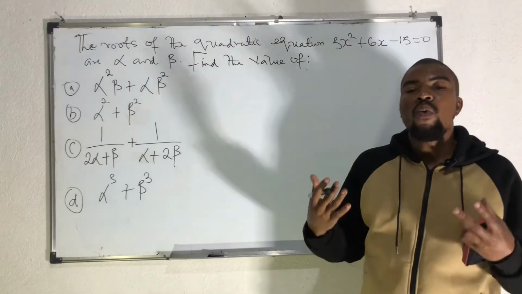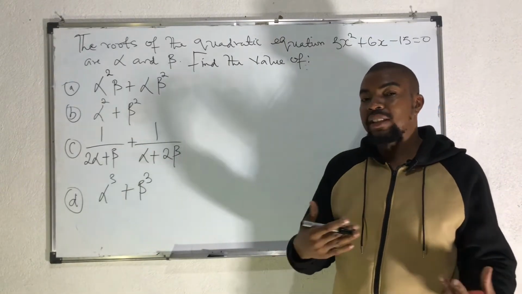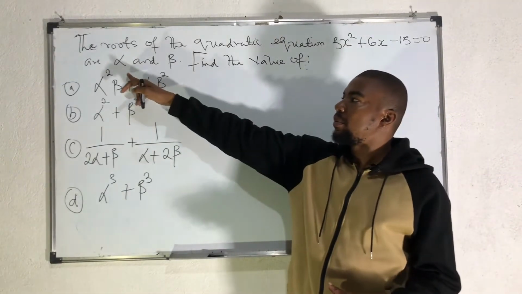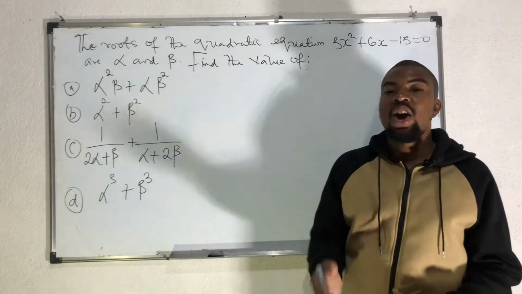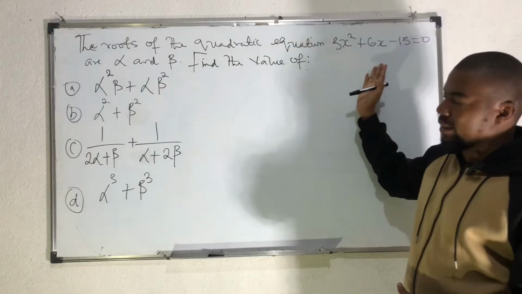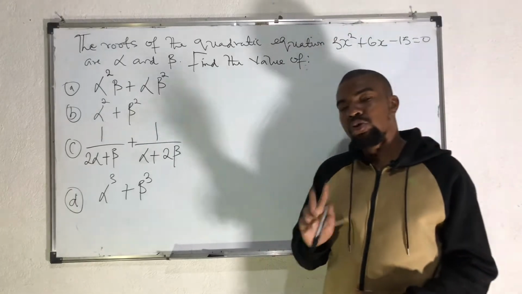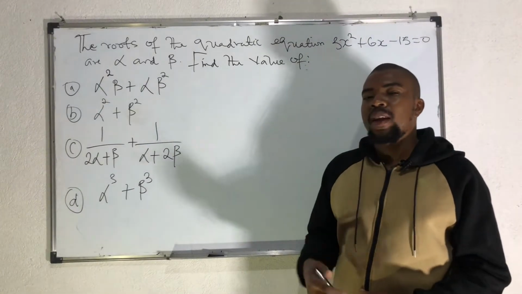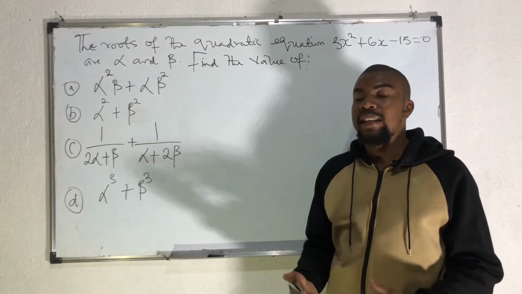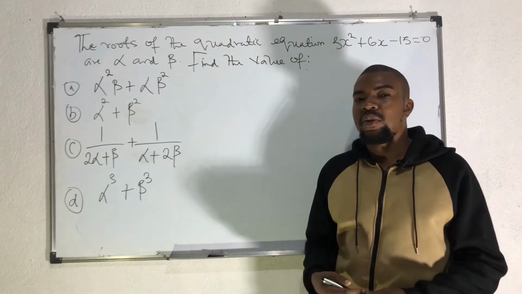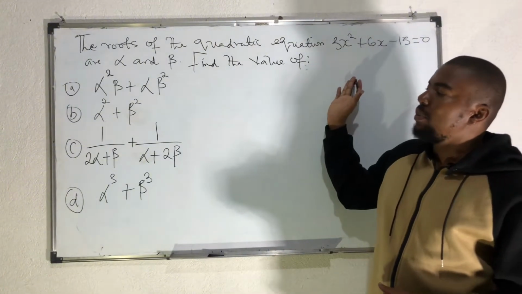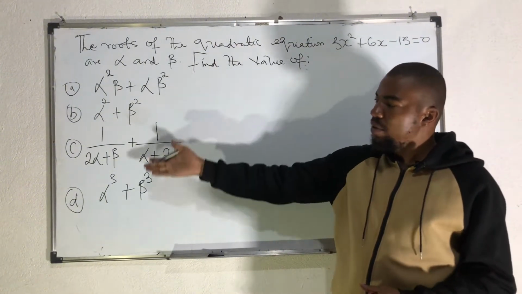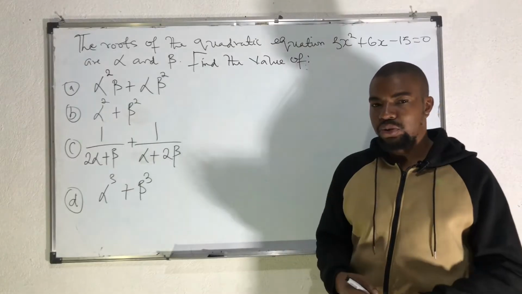But we can call one of those roots, otherwise known as answers, alpha, while the other one will be called beta. Remember I said, when you solve a quadratic equation like this, you're going to obtain two solutions, okay? One of them, let's call it alpha, while the other one, we call it beta. Now we're going to use alpha and beta to find the value of everything here. Let me show you what to do.